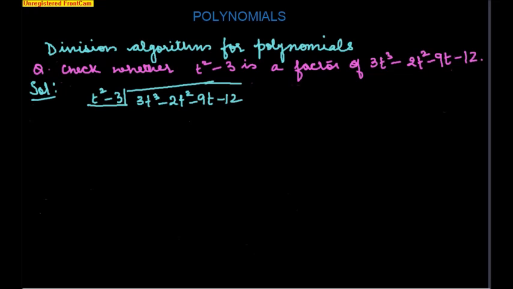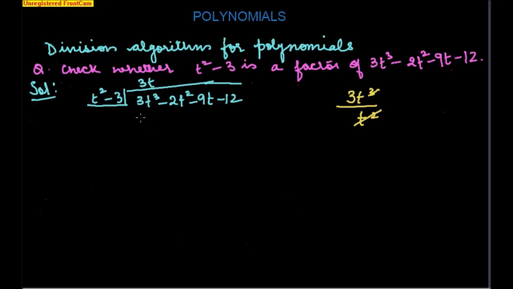So how do you check whether it is a factor? When we divide both the polynomials and the remainder comes out to be 0, we say that this is a factor of the polynomial given. And if it is not 0, then it is not a factor. Let's see. The first term of the polynomial here is 3t cube and the first term here is t square. When you divide this, you get the first term of the quotient to be 3t.